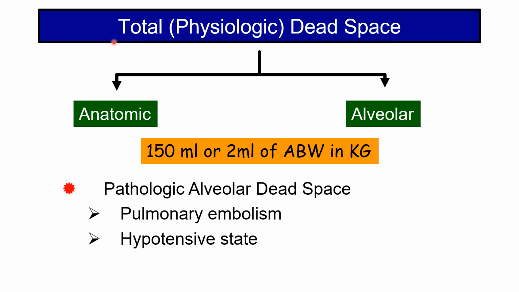The total physiologic dead space may increase in pathological conditions, which may give rise to an increase in our alveolar dead space. Conditions such as pulmonary embolism or hypotensive state, which gives rise to a respiratory unit with a high V/Q relationship.